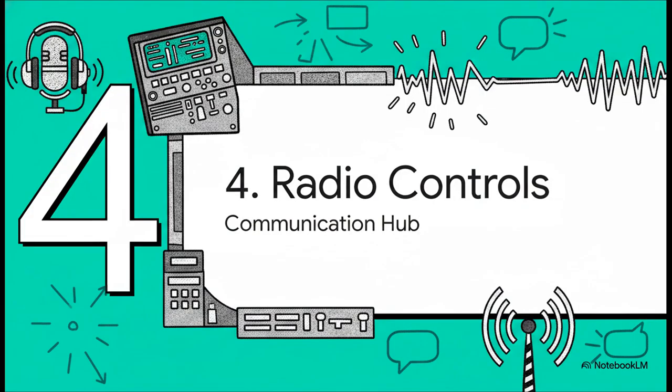Section 4. Audio and radio controls. Communication hub. Look, before taking to the skies, we absolutely must set our communications using the audio and radio systems. These govern all VHF comms and navigation frequency tuning for the entire flight. Remember this simple phrase: center for comms. The center console is where all the chatter is controlled.